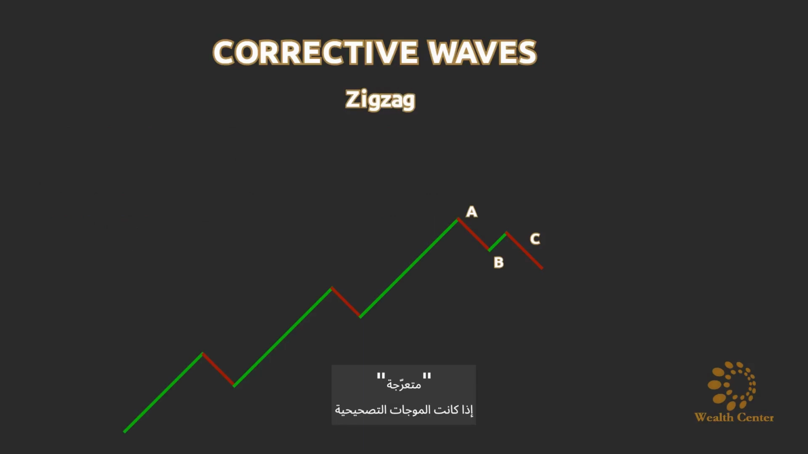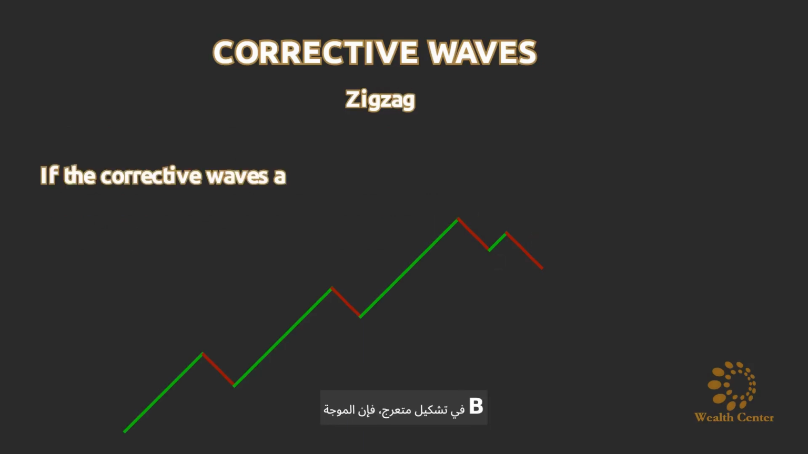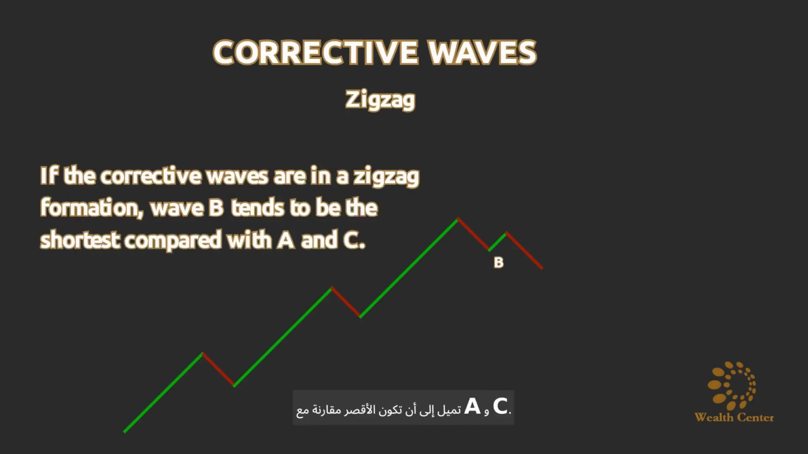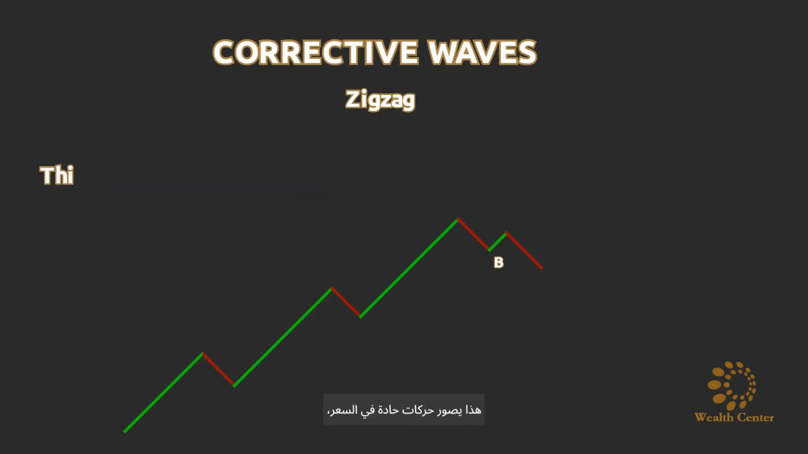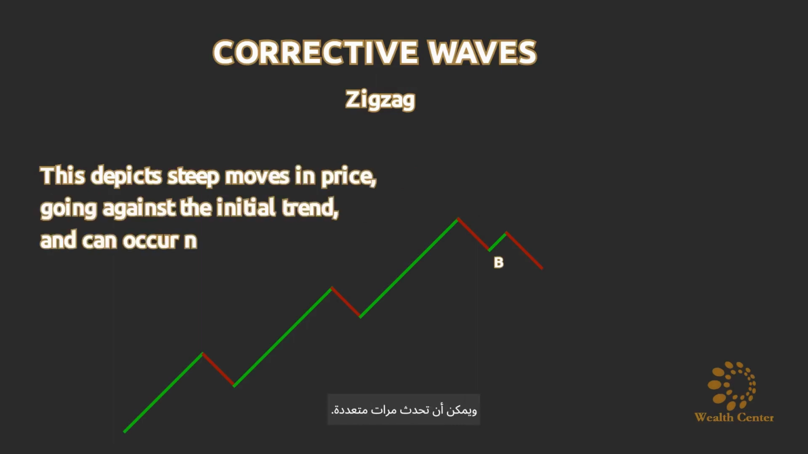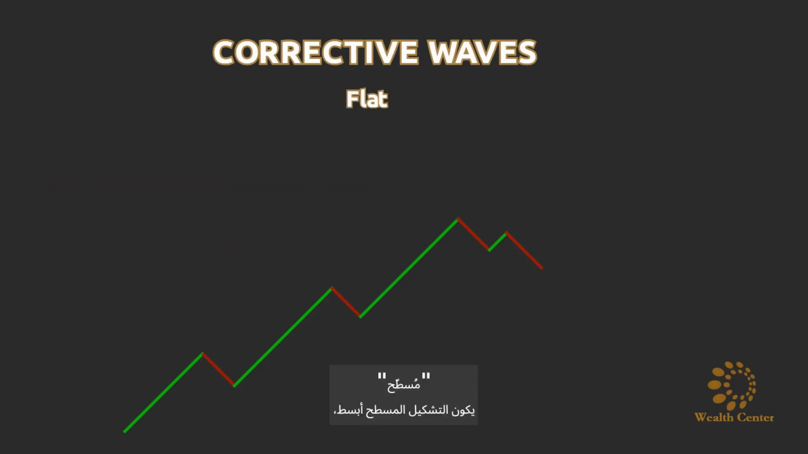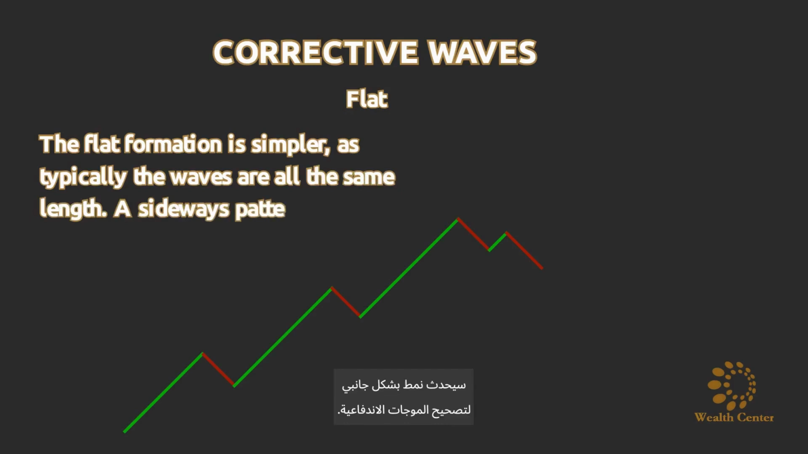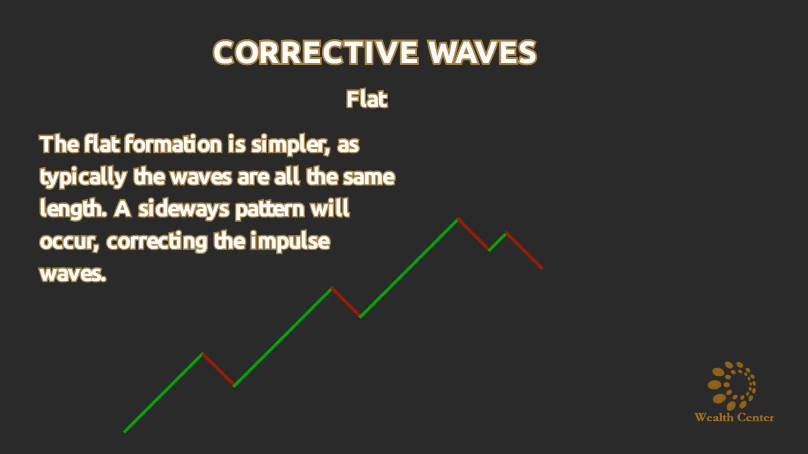Zigzag. If the corrective waves are in a zigzag formation, wave B tends to be the shortest compared with A and C. This depicts steep moves in price, going against the initial trend, and can occur numerous times. Flat. The flat formation is simpler, as typically the waves are all the same length. A sideways pattern will occur, correcting the impulse waves.